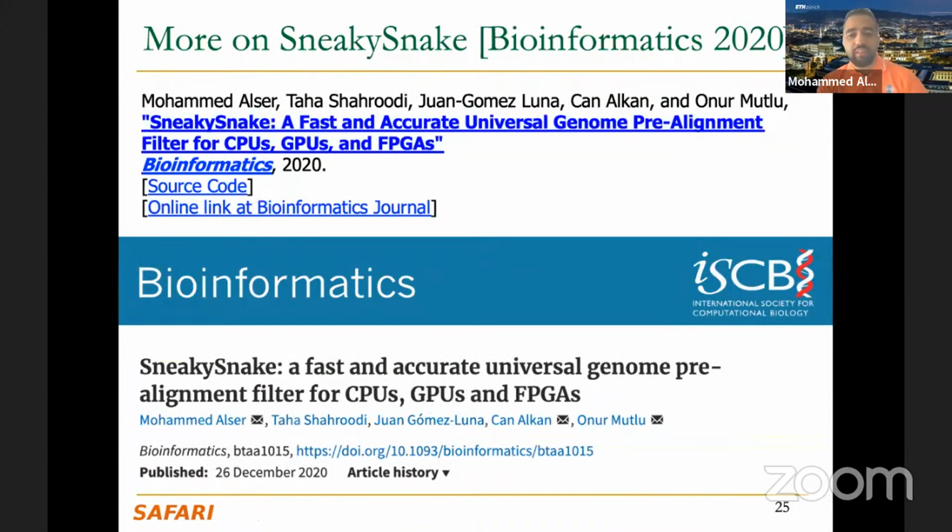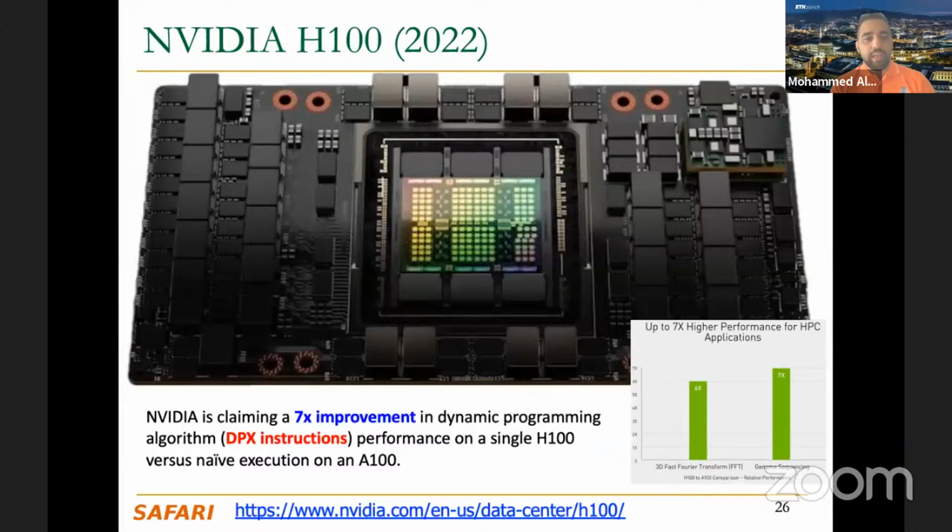These are the things that you can do with SneakySnake. So we now have GPU, FPGA, CPU, and also near-memory FPGA acceleration. But we are still lacking, for example, any implementation for UPMEM devices, or something around these emerging technologies, the new real PIM devices.